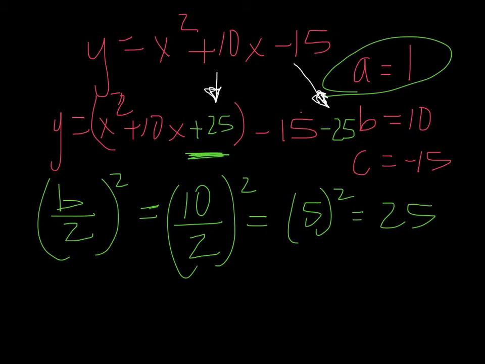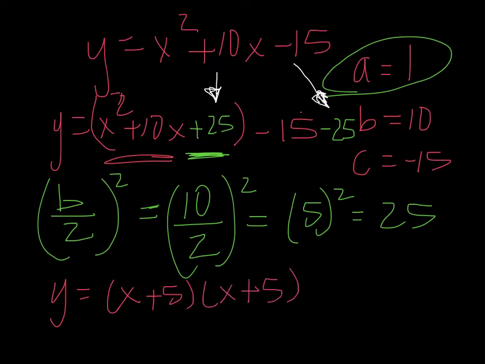I can factor that really quickly because what's inside the parentheses is a perfect square trinomial. So this is going to factor as x plus 5 squared, or x plus 5 times x plus 5. So I factored what was inside my parentheses, but what I have to do here is combine what's outside the parentheses, which happens to be minus 40.